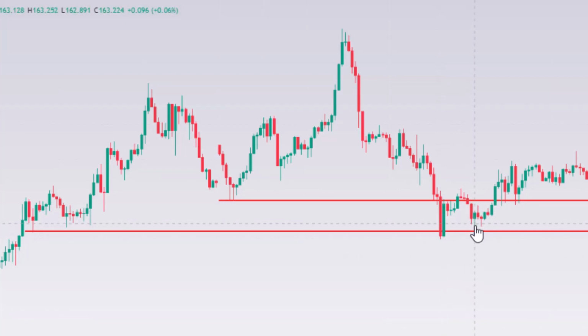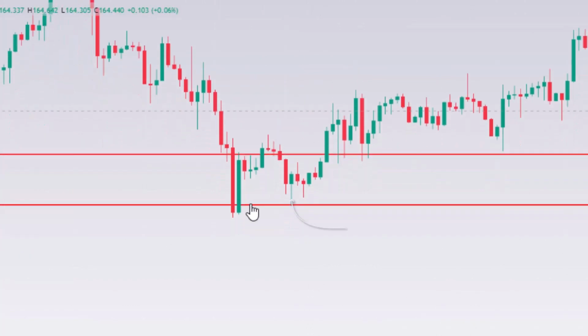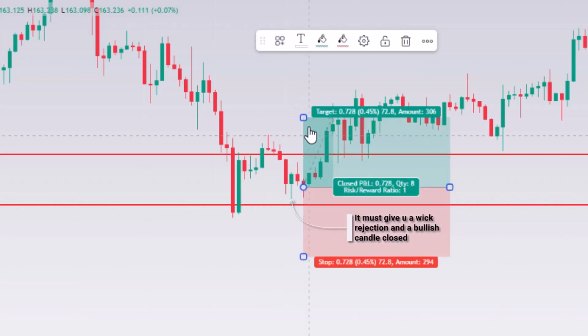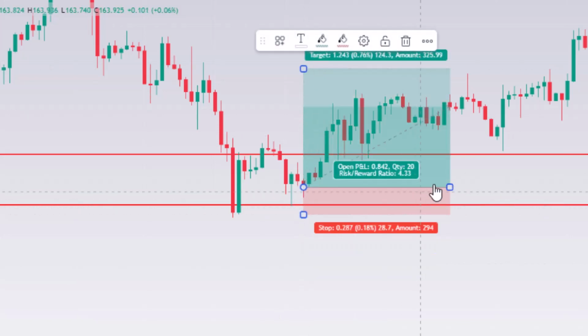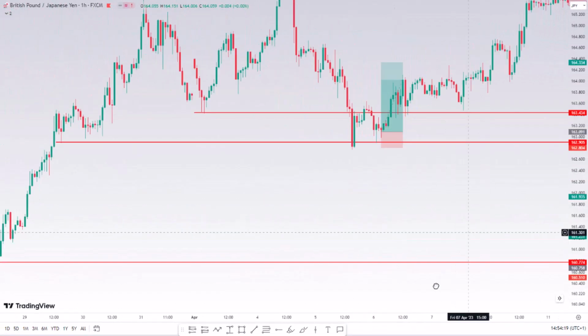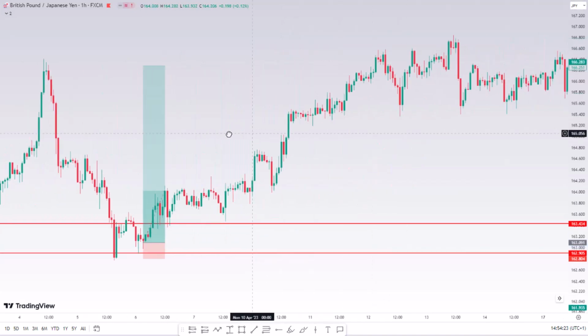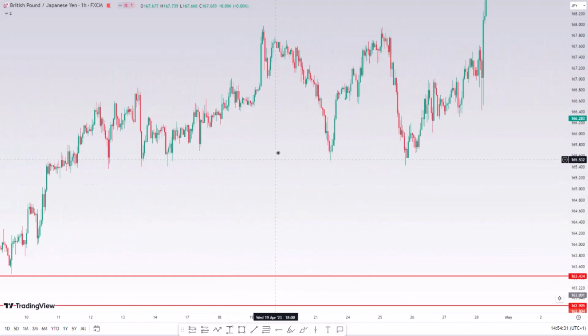Later, you see, and later what happened? It created what? Some sort of weak rejection. Immediately our two criteria are being fulfilled. I'm taking that trade, risking what I can afford to lose. And what happened? The market then sprinted to the upside, as you can see.